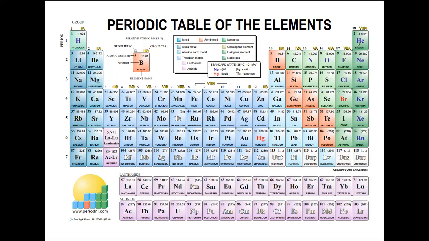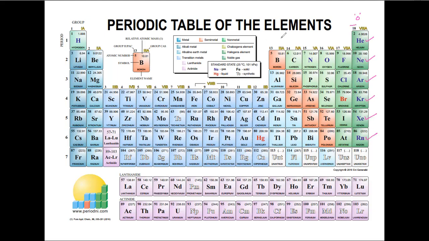Now coming to 17th or seventh A group, you got fluorine, chlorine, bromine, iodine, astatine. Right? That is seventh A. Now coming to the zero group elements, or 18th group, you got helium, neon, argon, krypton, xenon, then radon. Okay.